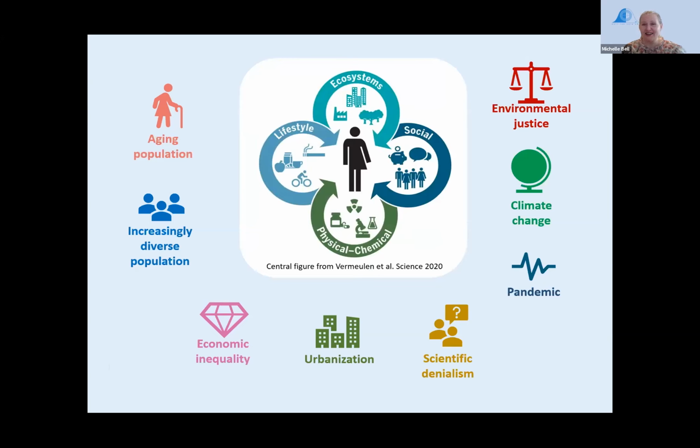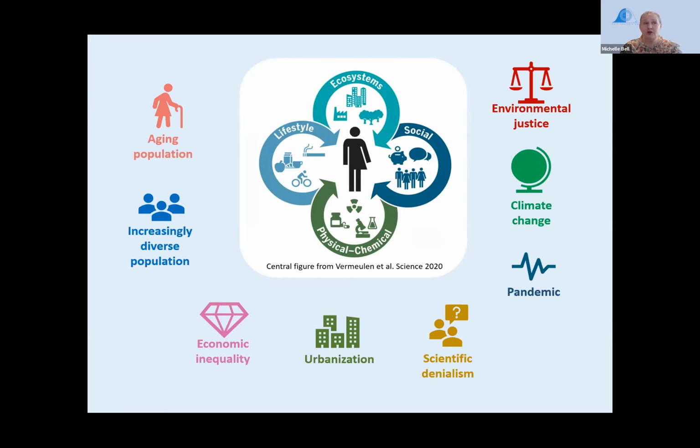So now I want to bring us back to that figure from the article I referenced at the beginning of my slides, of the interconnected systems of ecosystems, social systems, physical, chemical systems, and lifestyle. And I suggest that we need to add to this because there are many other things happening as well. One is we have an increasingly aging population. In the US, it's becoming an increasingly aging population.